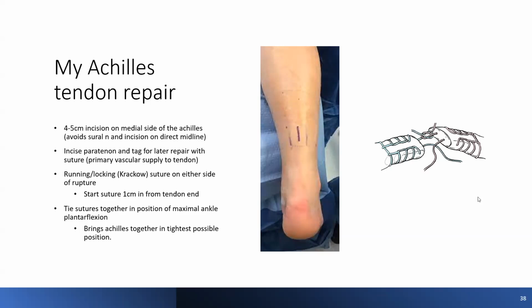that we do on either side of the Achilles tendon. And then we tie it basically in the tightest position possible. The tighter we tie the Achilles tendon together, the higher your potential future strength is.